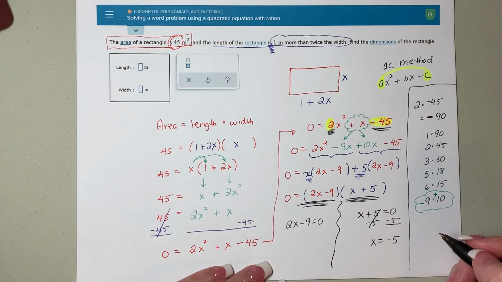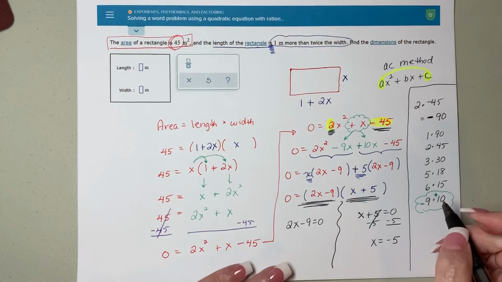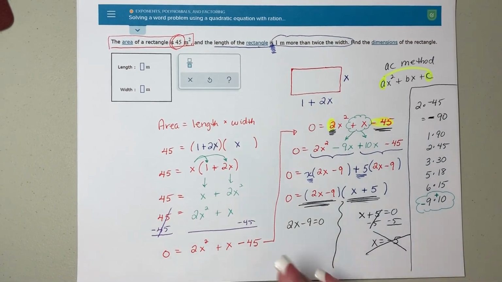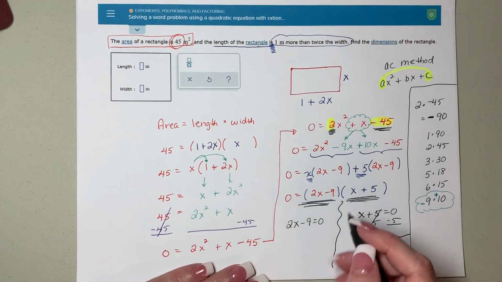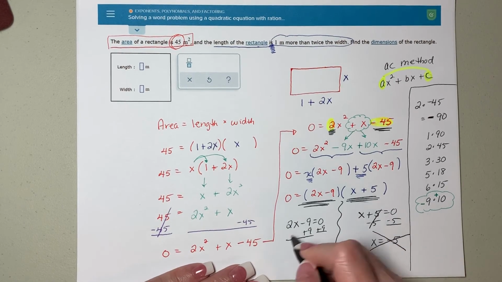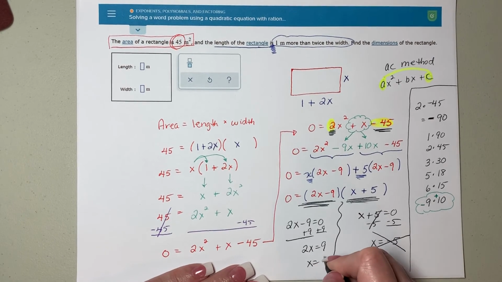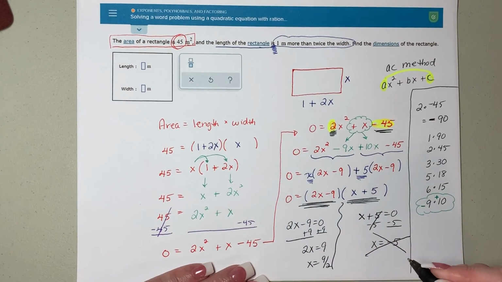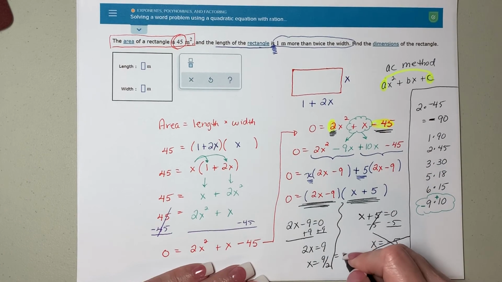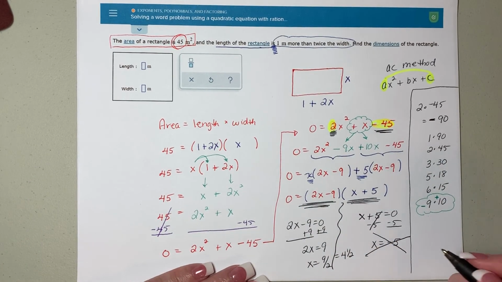But that can't be an answer. I'm looking for the dimensions of the rectangle. X is my width. You can't have a width of negative 5, so sorry, that one makes no sense. Then over here, I would add 9. I get 2x is equal to 9, and then I divide by 2, so it'd be 9/2, also known as 4.5.